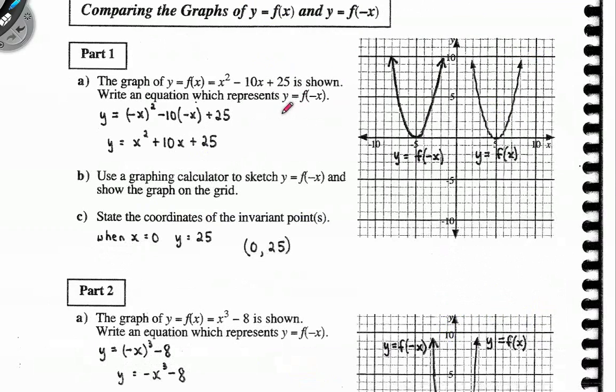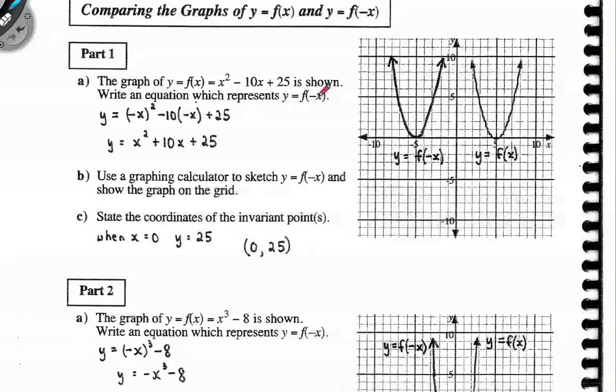Next page, the graph of y equals x squared minus 10x plus 25 is shown. It's this one here on the right. Write an equation which represents y equals f of negative x. Now look what you're doing. We are changing the sign of the x, from positive x to negative x. That means all the x values will change sign.